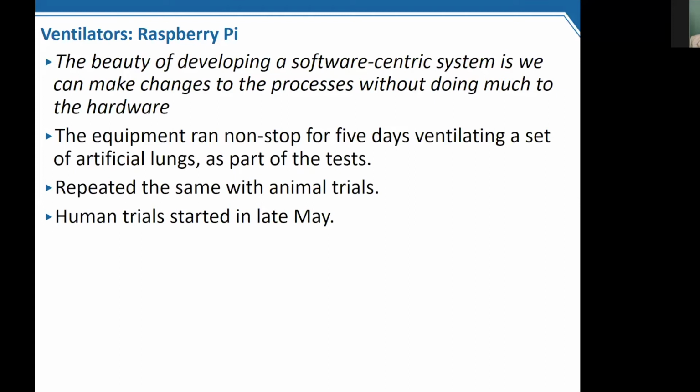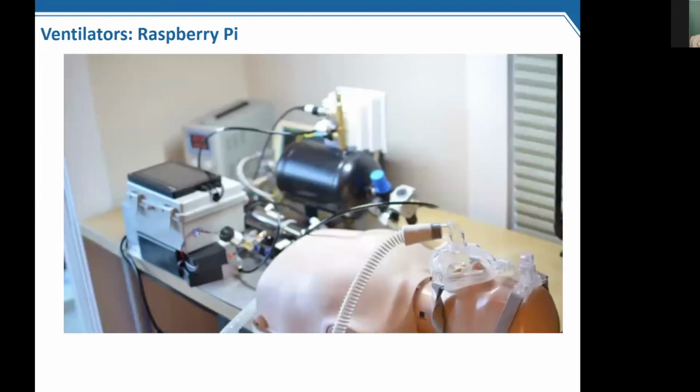I bet by the time we see this Thunder Talk, it would already be in the approval stage in lots of parts of the world. This is what it looks like. You can see out here the little pump, a little tablet, and then the Raspberry Pi, and then here's an artificial dummy, intubated and running the whole thing. And this is basically a lab test or mechanical test.